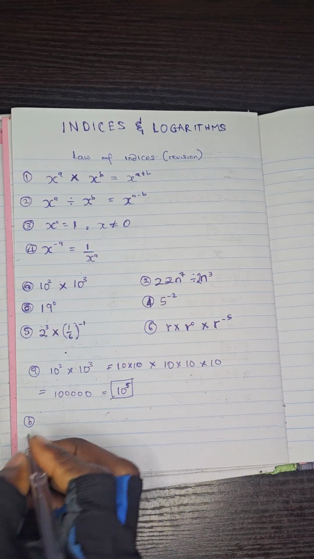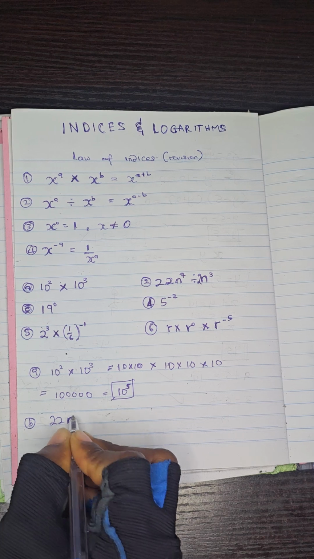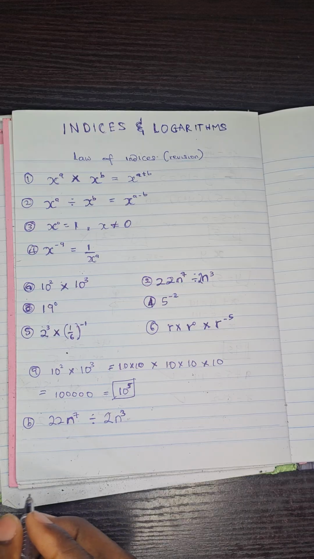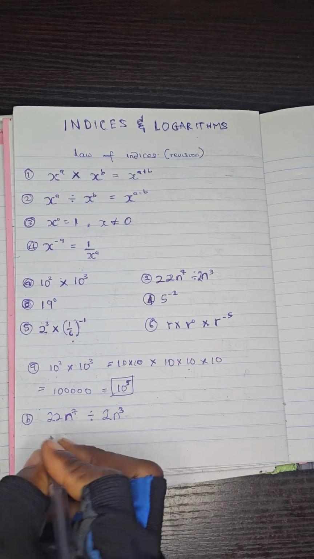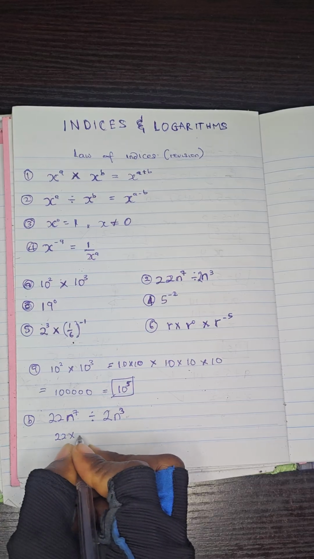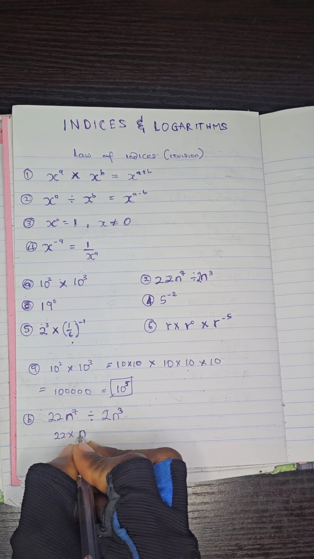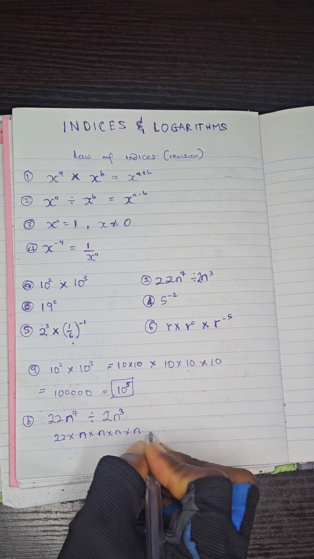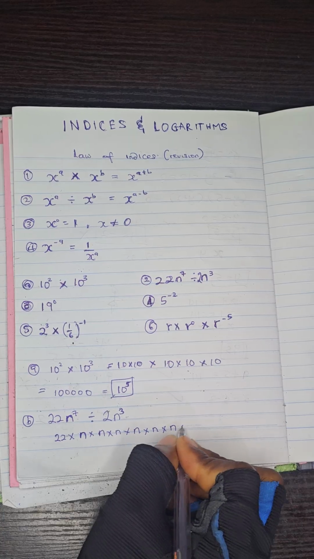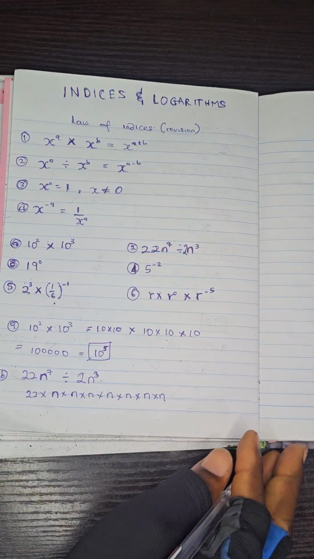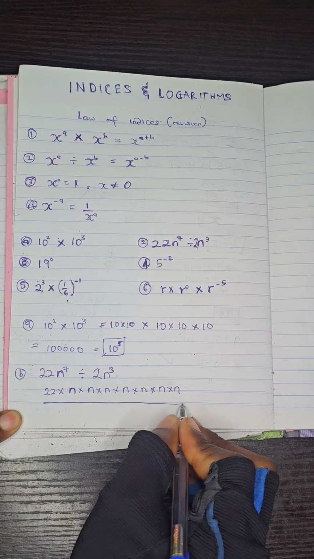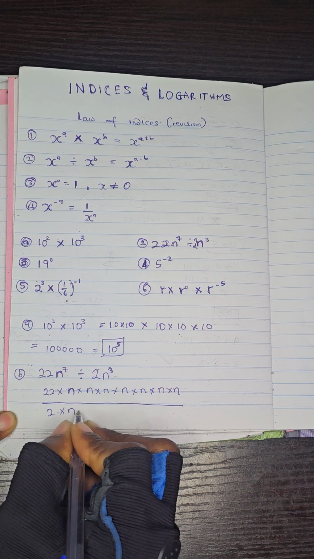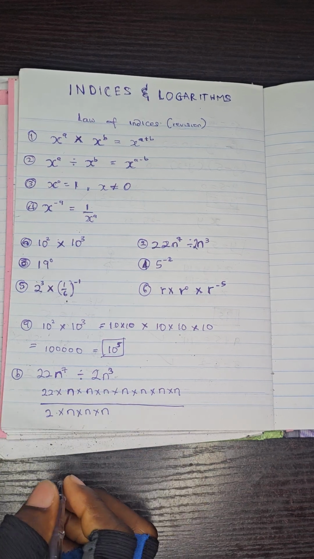B, which is 22n raised to power 7 divided by 2n raised to power 3. So let's divide this. We have something like 22 times, let's open up this, n, that's 7 times: n times n times n times n times n times n times n. All divided by, at the other end, 2 times, let's open up this, n times n times n.